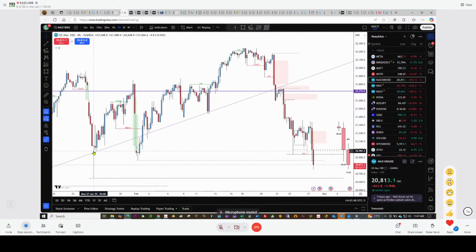Okay, maybe. So right now we're just kind of in limbo. We had this wick over here. So what does ICT say? A wick is a gap. So if that's a gap, let me see if I can mark it. Then if I bring this all the way across, we're at the midpoint of that gap. So it's a possible turnaround point.